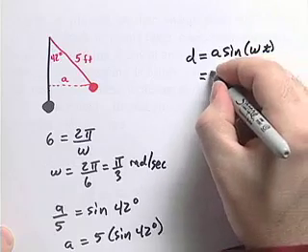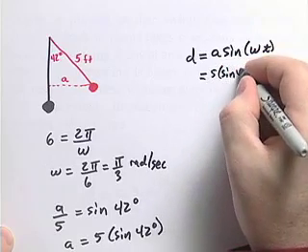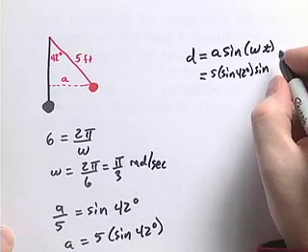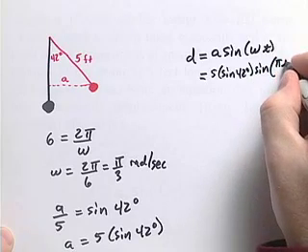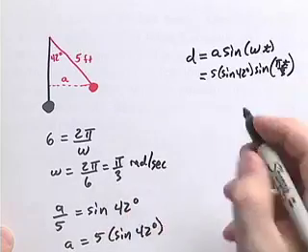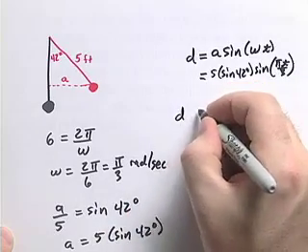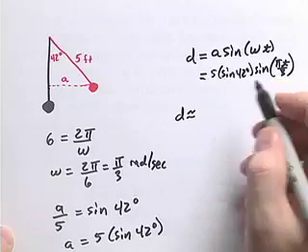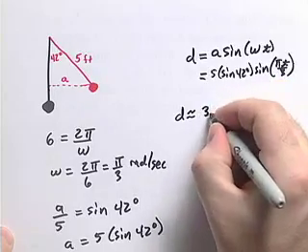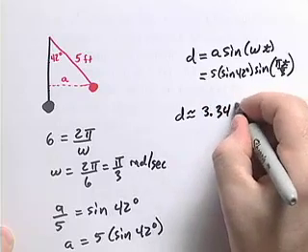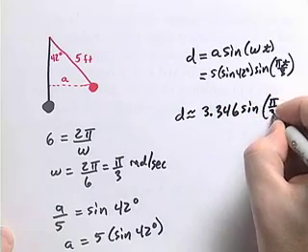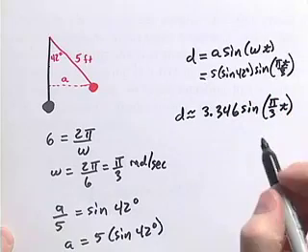We're going to have 5 times the sine of 42 degrees times the sine of pi t over 3. Pi over 3 was omega. If we approximate the sine of 42 degrees, that gives us our equation that d is roughly 3.346 times the sine of pi over 3 times t, where t is in seconds.